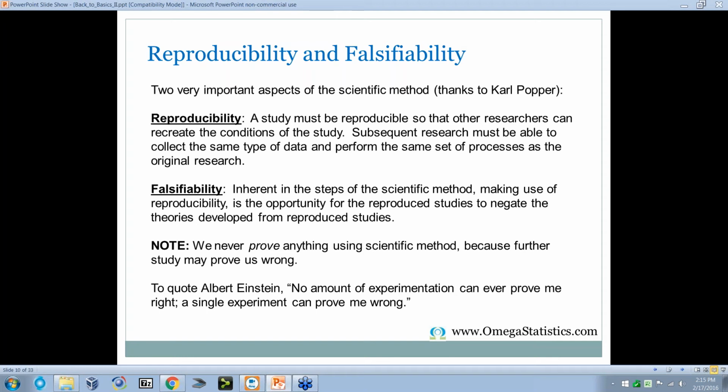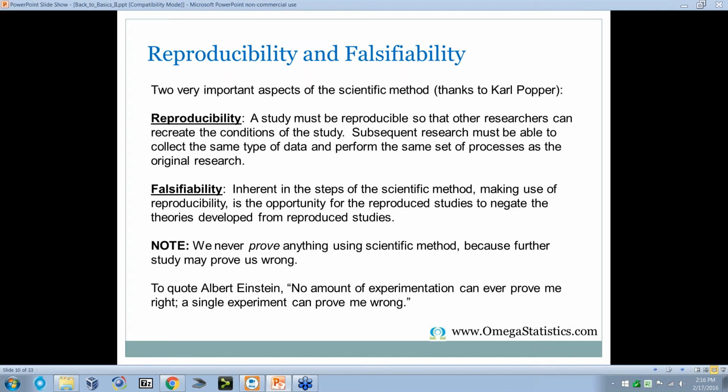Falsifiability is inherent in the steps of the scientific method, making use of reproducibility. It's the opportunity for the reproduced studies to negate the theories developed from the original studies. What that means is that somebody could go out and do your study just like you did, and they could collect, of course, a different sample. If they collected the same exact sample of people and did the exact same test and coding, you would get the exact same results. But if they took the same steps you did and tested it with another sample from the same population, they could always prove you wrong. They could always show different findings. So it's always that opportunity.